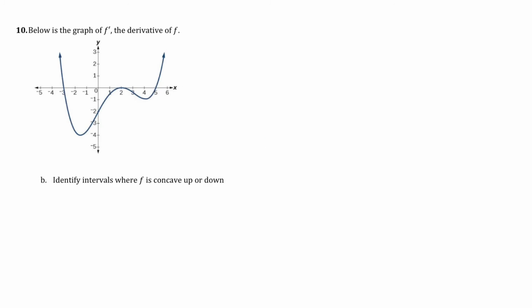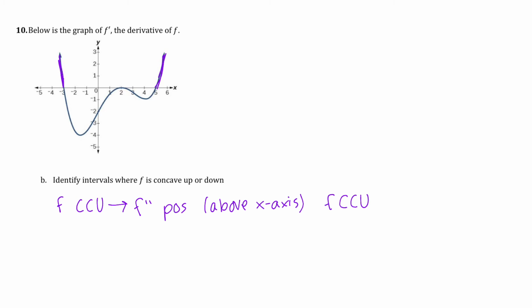Part B of this problem asks where F is concave up or down. If F is concave up, that means F double prime is positive, which means it's above the x-axis. So F is concave up from -infinity to -3 and from 5 to infinity.